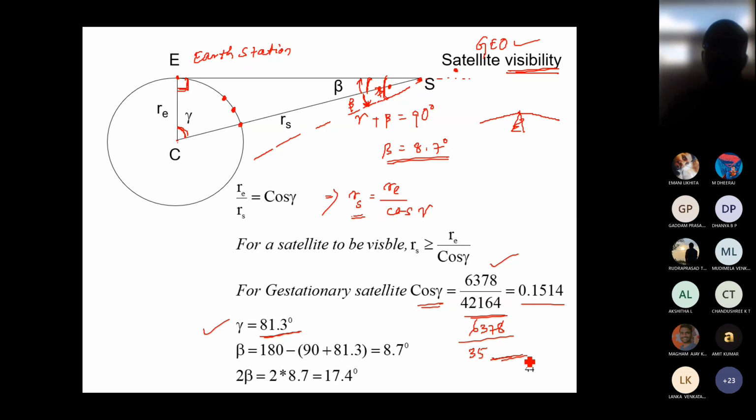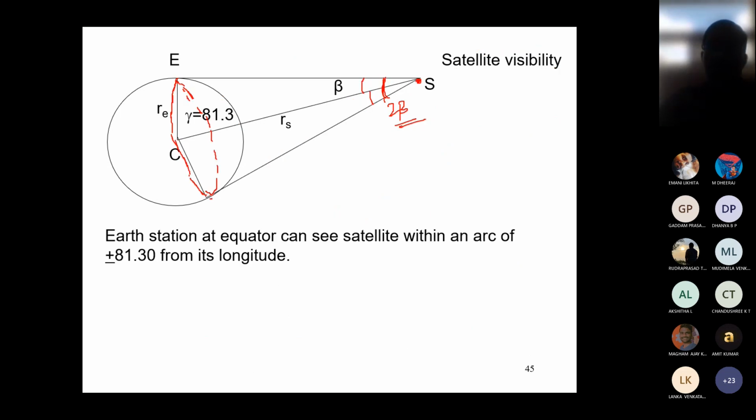It's not the LEO and MEO satellites. LEO satellites are around 1,000 kilometers. MEO satellites are around 20,000 kilometers. So when we took 42,000 as the orbital height, be sure that we have considered the geostationary satellite as an assumption for this analysis. That is how we calculate the visibility angle. So the Earth station at equator can see a satellite within an arc of 81.3 degree from its longitude.